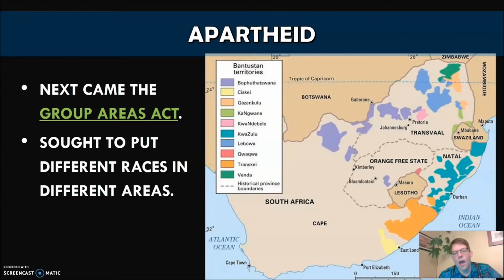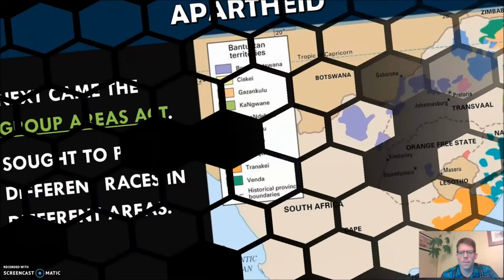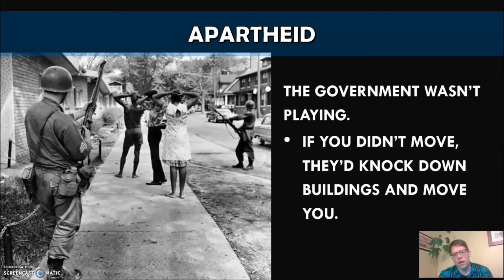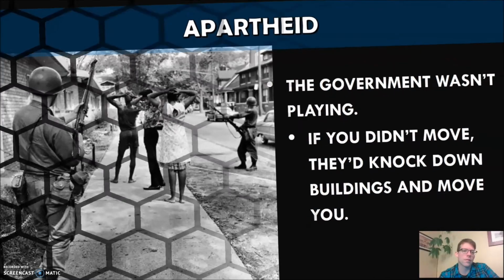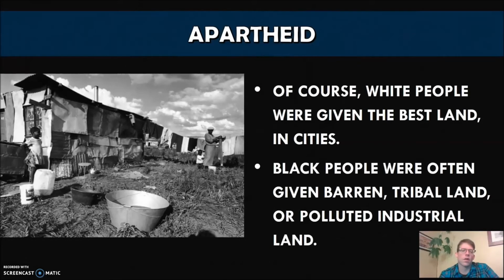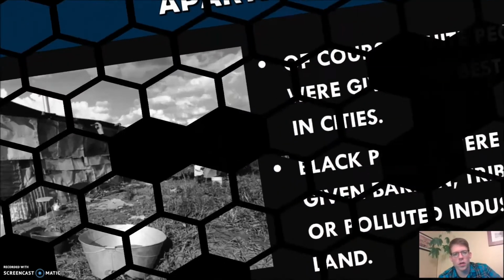Next came the Group Areas Act. This is pretty similar to the laws that were passed before World War II. This was the one that sought to split up races. So if you were black, they would move you out of the areas where white people were. The government was not playing around here. This was not a choice. If you didn't move, they'd knock down buildings and make you move. Of course, white people were always given the best land. They were given the land in the cities. Black people were often given barren tribal land or polluted industrial land.